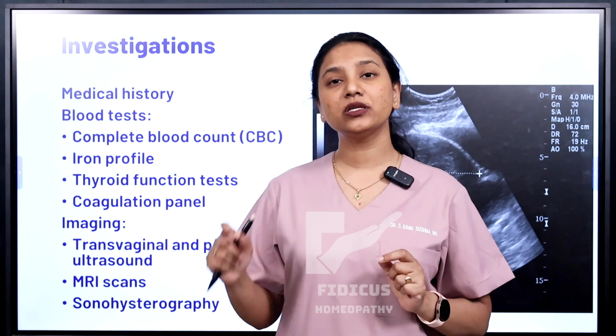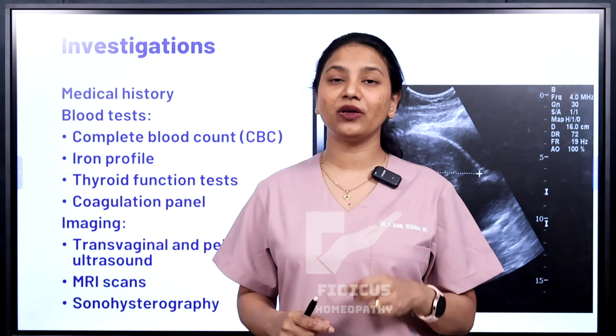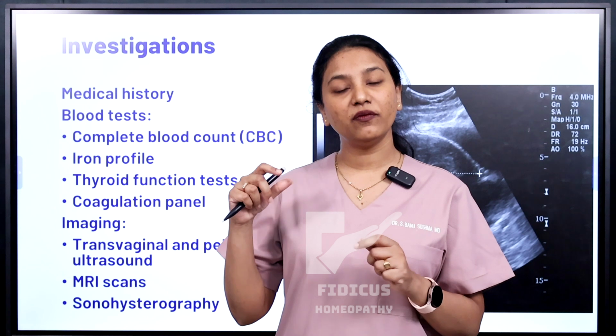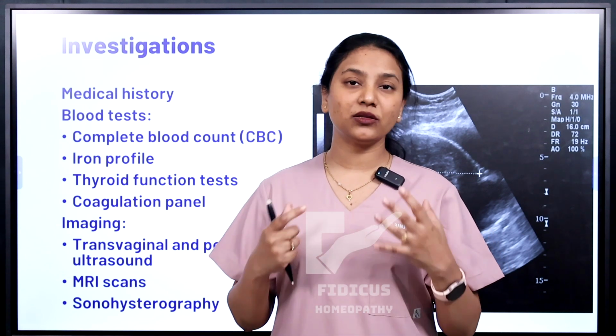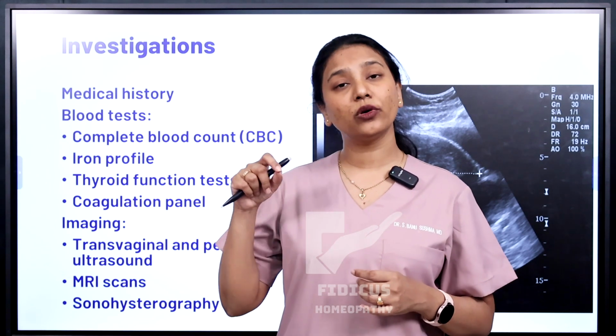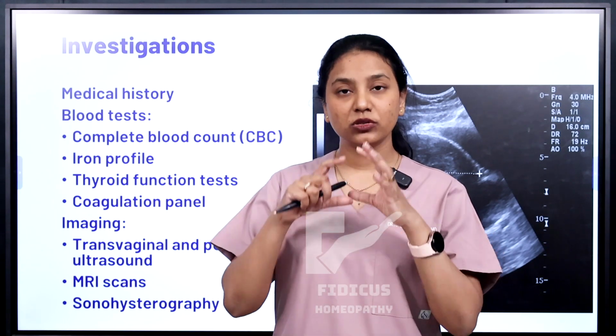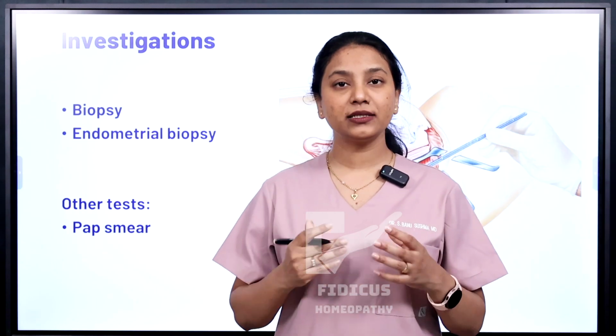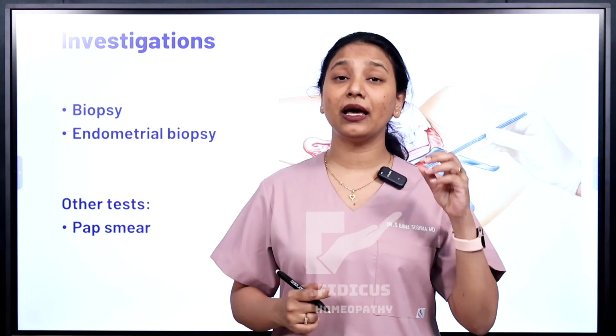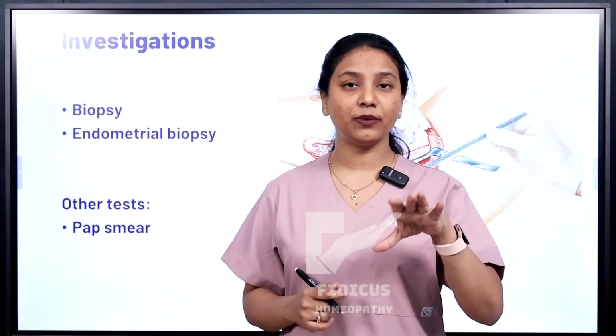Then coming to the imaging tests, which are very, very important to know if there is any structural problem in the uterus. First one being the USG, that is ultrasonography of the uterus, to know if there is any fibroid, polyp, or any other structural problems in the uterus. To know it more in detail, you can get an MRI or a sonohysterography done to see the in-depth picture of it.